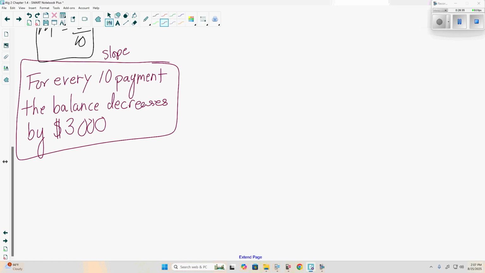Now it also asks us to interpret the y-intercept. Now the y-intercept was what? (0, 18), yes? Well, the 0 is our number of payments, yes? So at 0 payments, the total balance is $18,000. What is that telling us?